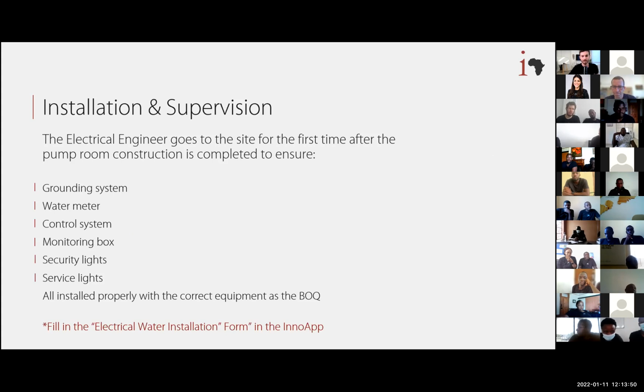Okay, so just like Sivan mentioned, now we're in the installation part. After we approved the BOQ, we started installation, and now the electrical engineer goes to the site for the first time after the pump room construction is completed, and you need to ensure all the electrical components are according to plans. We have the grounding system, the water meter, the control system like the switches, the monitoring box, the lighting, and everything.